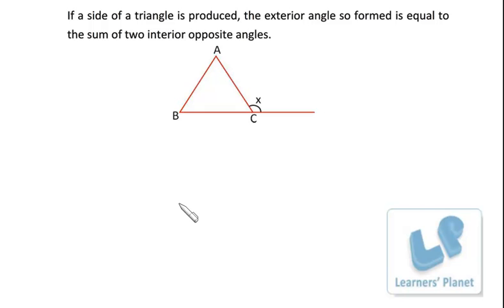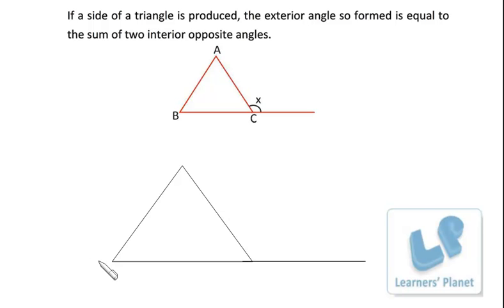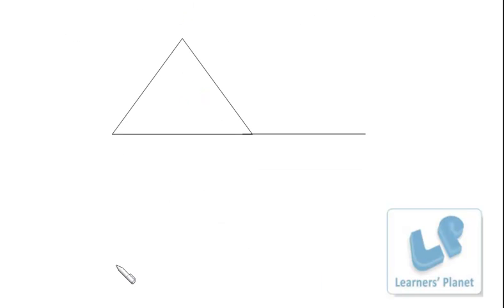Now let us discuss some important theorems related to triangles. If a side of a triangle is produced, the exterior angle so formed is equal to the sum of the two interior opposite angles. See how it happens. Let's see. I will draw one more diagram over here. This is a triangle, and suppose I extend one of the sides. Now see the explanation carefully.